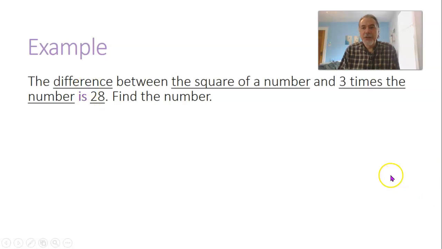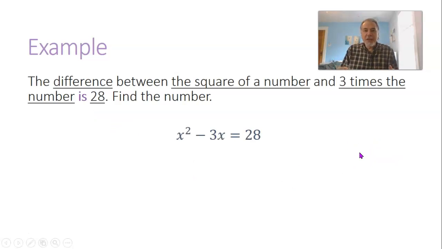The difference, okay, that means subtraction. That means one thing minus another thing. So what's the one thing and what's the other thing? Well, the one thing is the square of a number, that number squared, and the other thing is 3 times the number. So x squared minus 3 times x is, so there's the equal sign, 28.